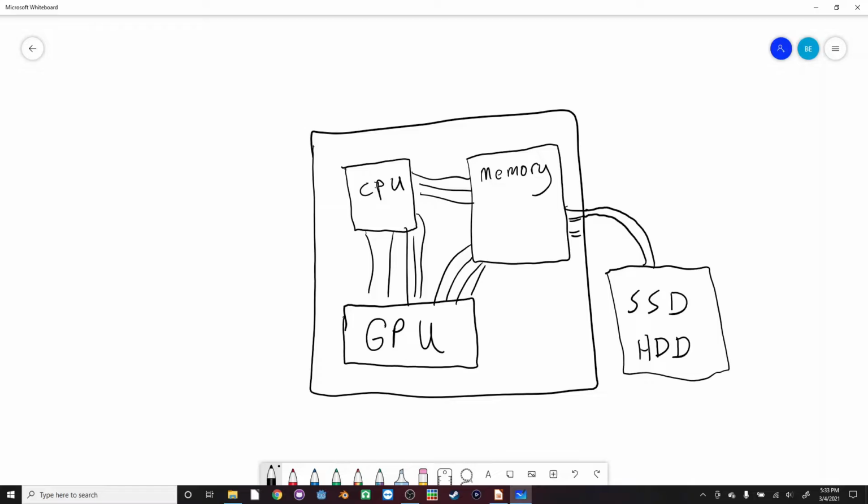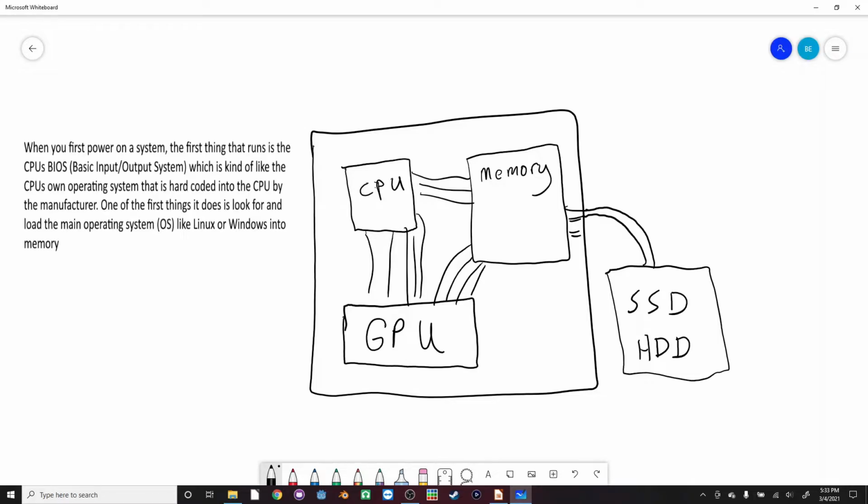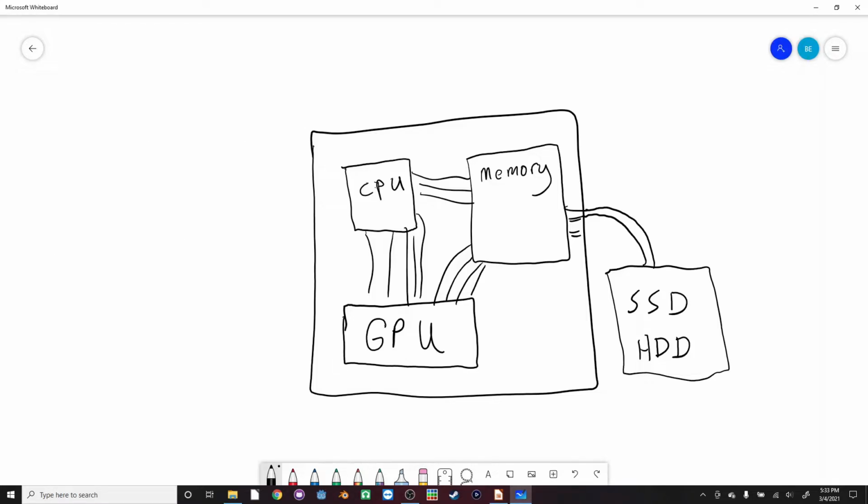Here's what happens. When you power up the CPU, the first instruction it has is to load an operating system. Right, Windows, Linux, Mac, whatever. This has to go to the solid state drive or the hard drive and say load operating system, one way or another. So the operating system will get loaded into memory, and it takes some time, but it starts dumping all the files into memory, and eventually you'll have your operating system, OS.